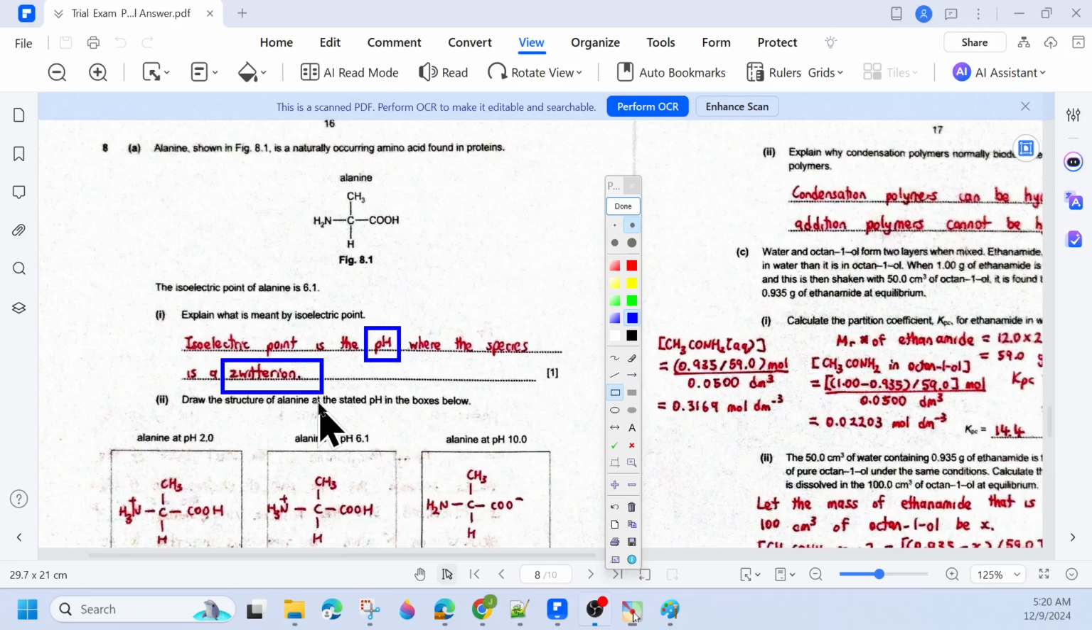Where, for the amino acid, you have for example a negatively charged group and a positively charged group on the same species. Okay, so because of isoelectric point, they already gave it to you. It is 6.1. Therefore, alanine at 6.1.